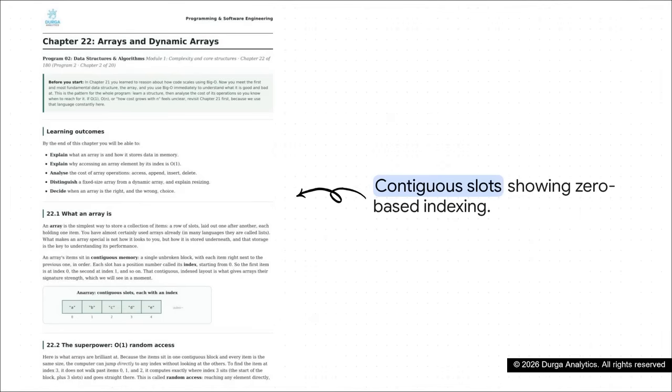Because each item is the exact same size and they're packed perfectly together, every single slot has a highly predictable, calculable position number. Index 0 is your first item, index 1 is the second, and so on. This physical layout right here, this is the secret to everything that follows.